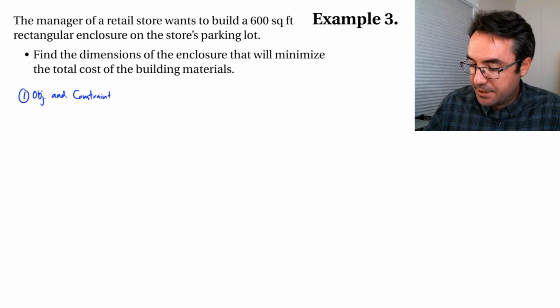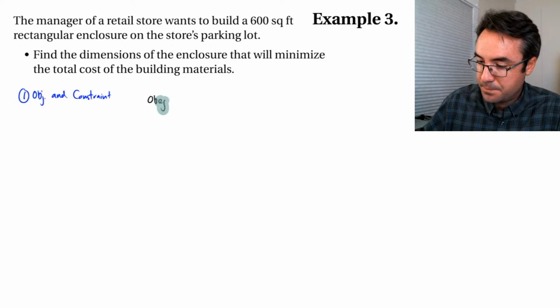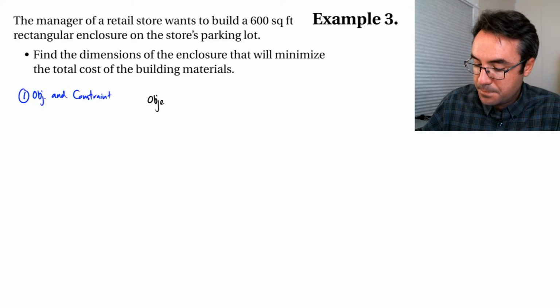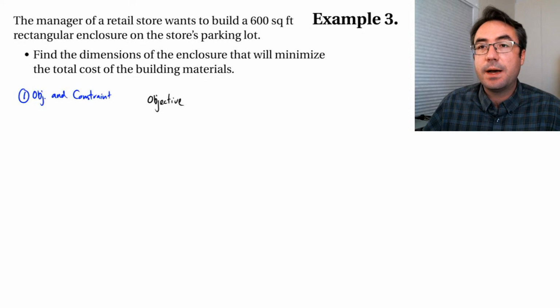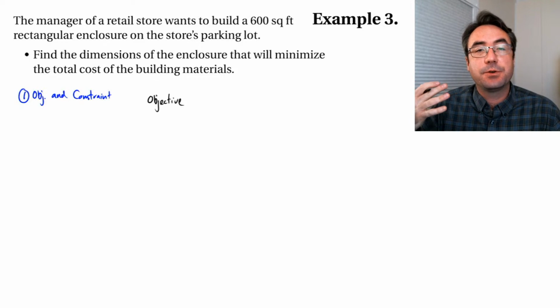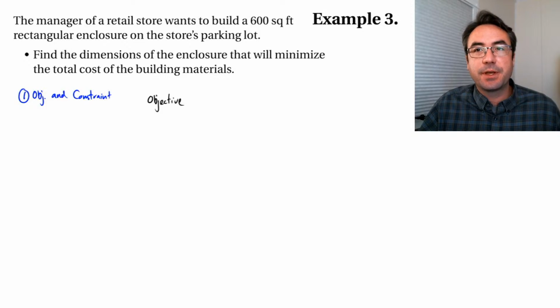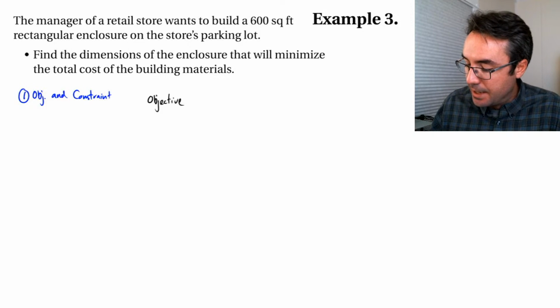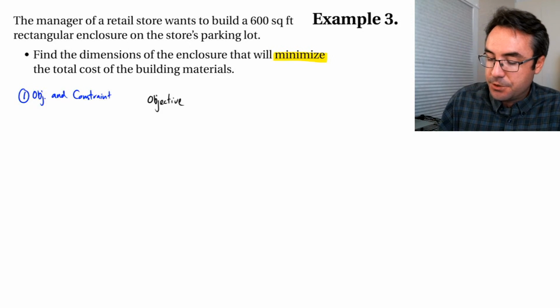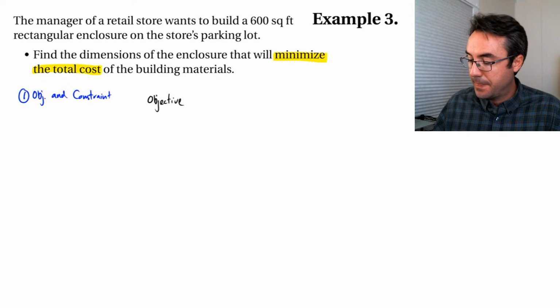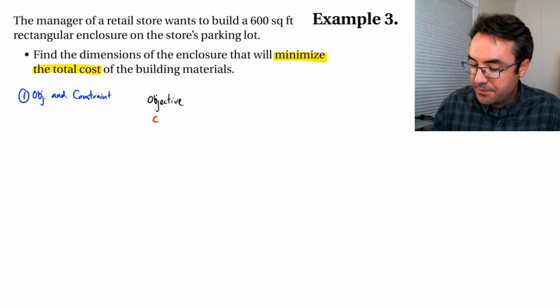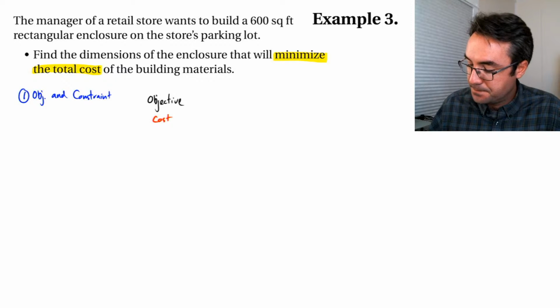So for our objective, that's what we want to maximize or minimize. So you're looking for wording saying largest or smallest or something along those lines. And we want to minimize the total cost. So our objective is going to be cost. And we figured out what that was. It was 42x plus 28y.